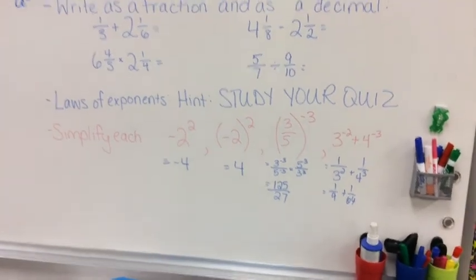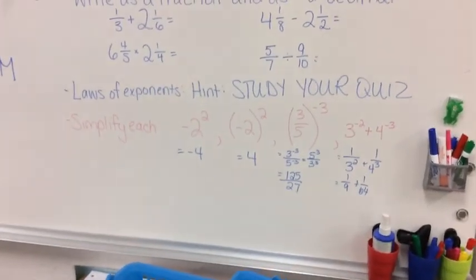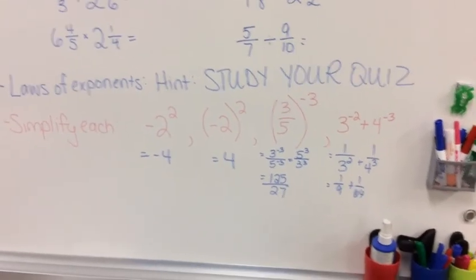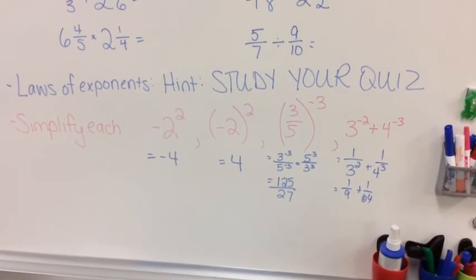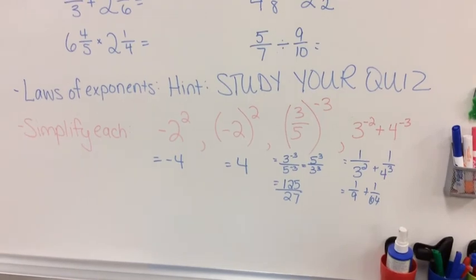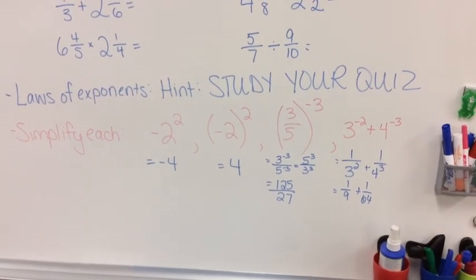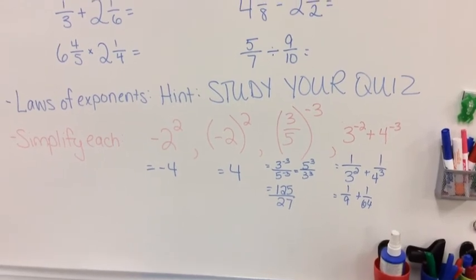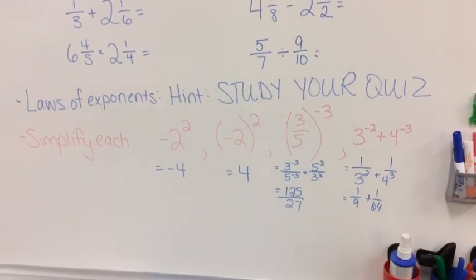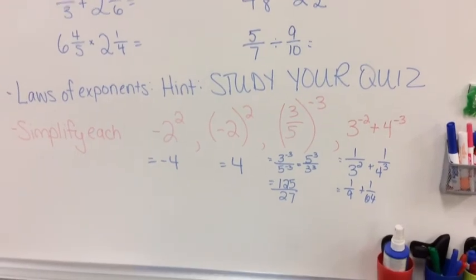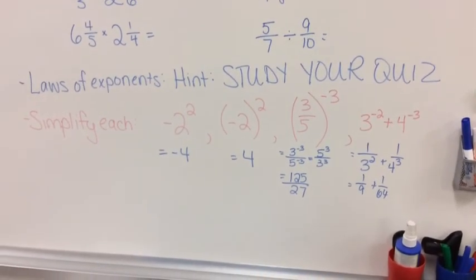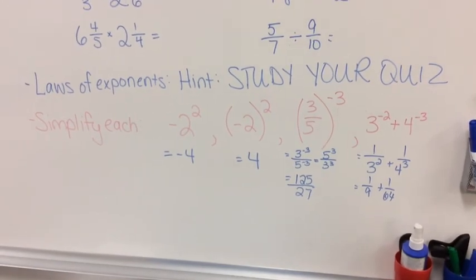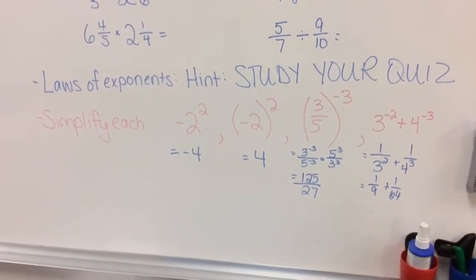For simplifying, when you're squaring a negative and you're squaring fractions and cubing fractions, pay attention to the steps that are here. In the last example, you cannot add those because they do not have the same base. You need to solve those out. The third one, 3/5 raised to the negative third power, both the numerator and denominator are raised to the negative third. The negative flips it, brings the numerator to the denominator and the denominator to the numerator, and then you can solve from there.